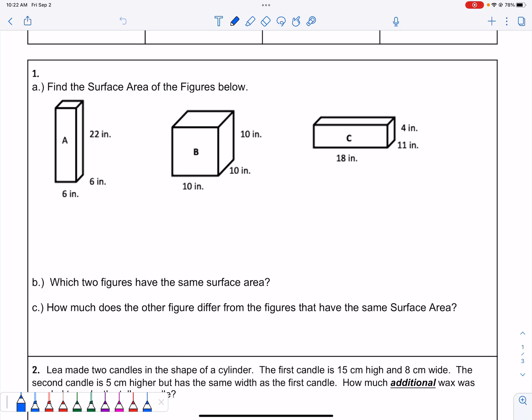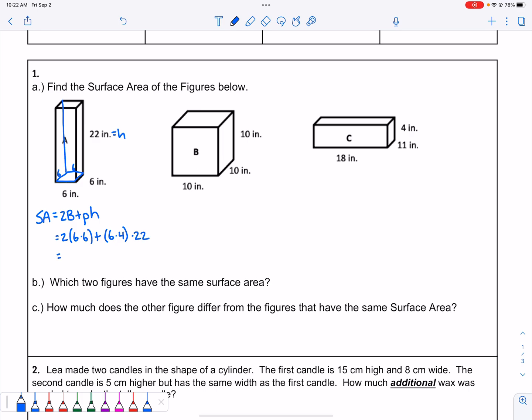So for this first figure, I see that it's a rectangular prism. For prisms, we find surface area by saying 2 times the area of the base plus the perimeter of the base times the height. So 2 times the area of the base, which I see would be 6 times 6, plus the perimeter of the base, which would be 6 times 4 or add it up 4 times. Either way would give me the same thing. And then the height was the 22.